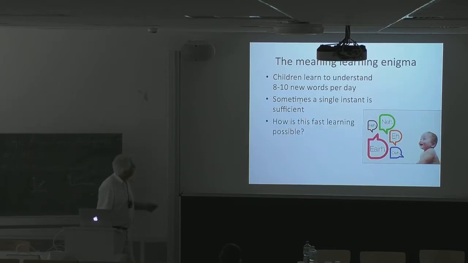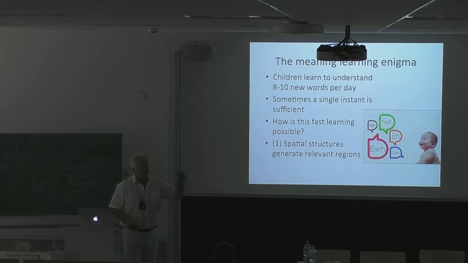And one cue is that the spatial structures generate relevant regions. So once you have understood what the color space is, once you have understood what we talk about when we use color words, then you can very easily learn new color domains.